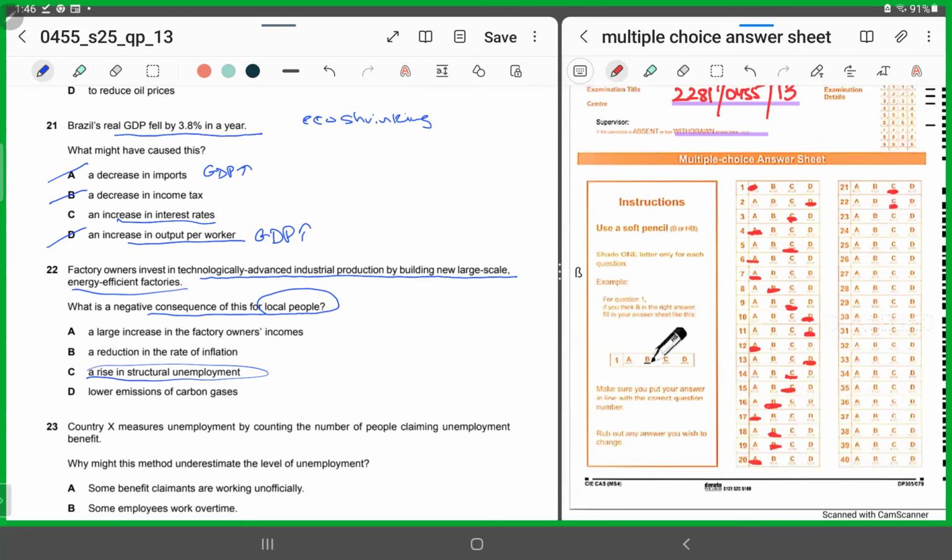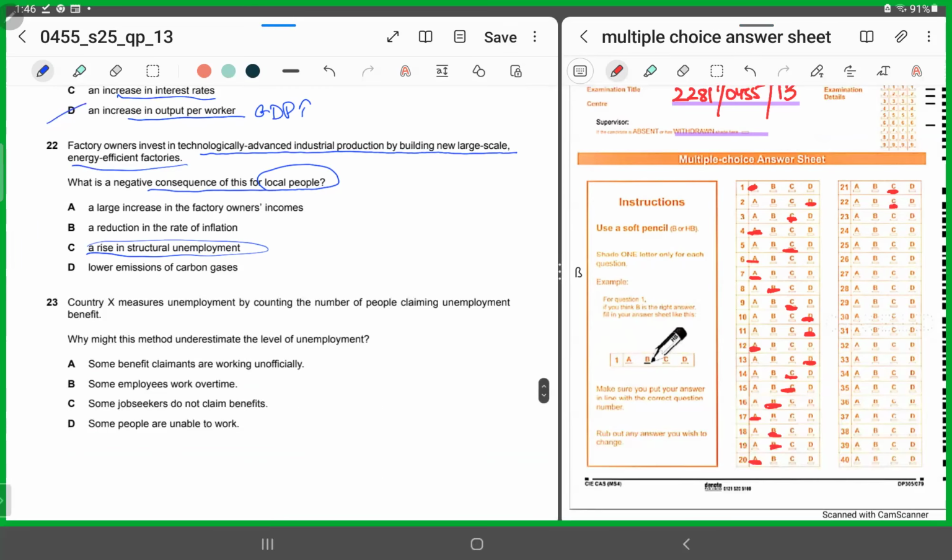Number 23. Country X measures unemployment by counting the number of people claiming unemployment benefit. Why might this be underestimating the level of unemployment? So why do you think this method would not be able to register the exact amount of unemployed people? Because some job seekers do not claim benefits. Though being unemployed, they might not be claiming the benefits. So for 23, it has to be C. So it won't be accurate then, because you're only measuring unemployment through benefit claims. So you're missing those unemployed people who do not claim the benefit.